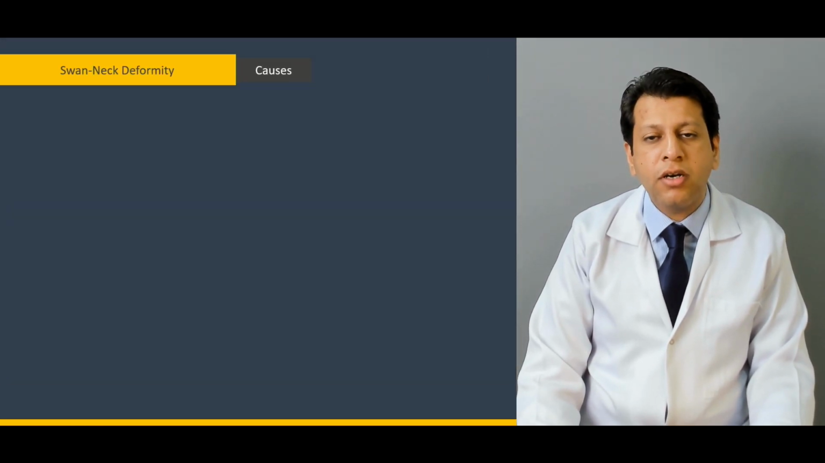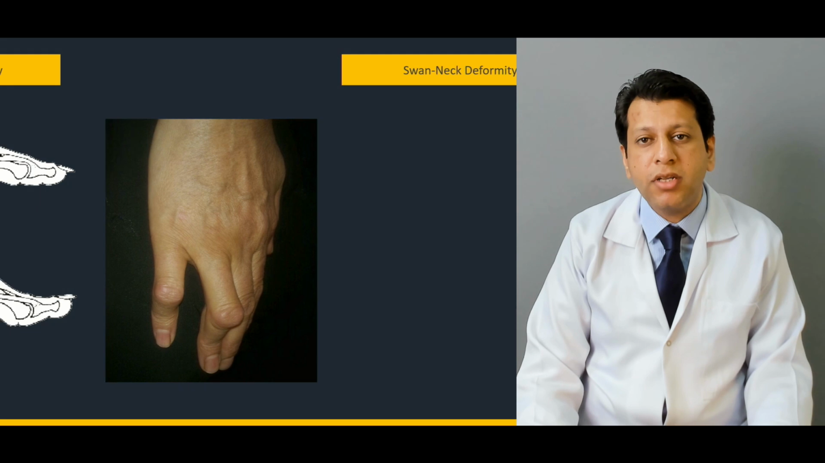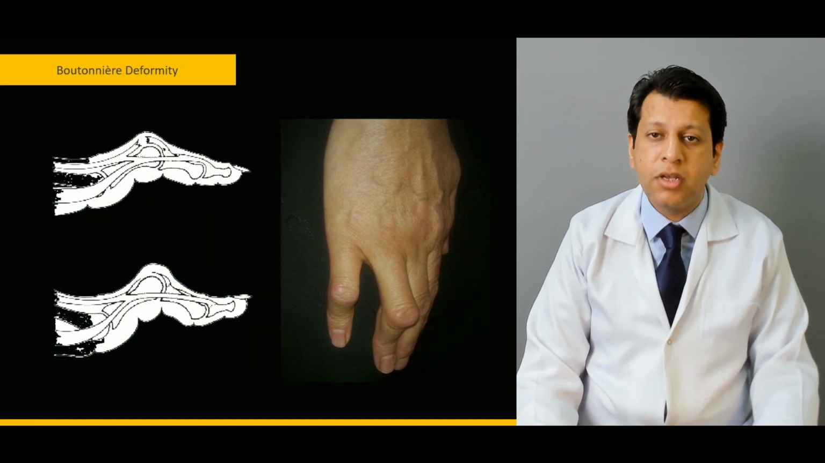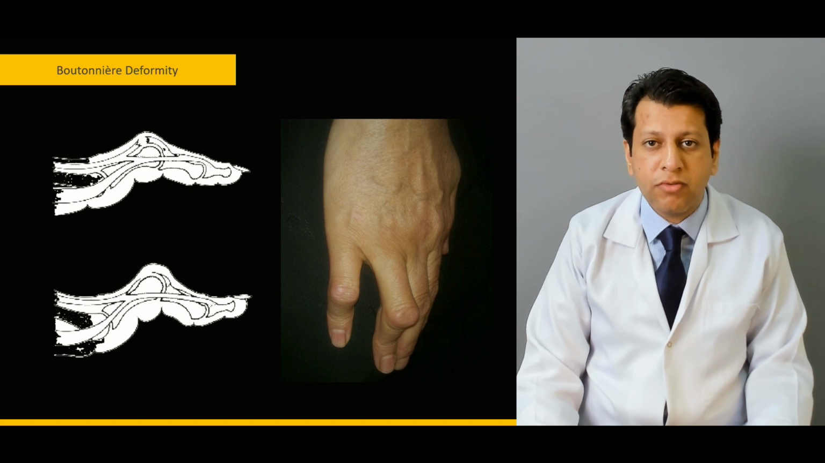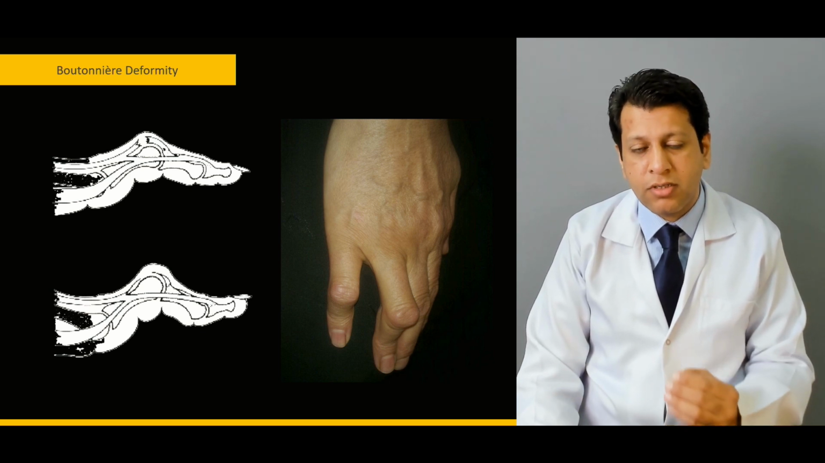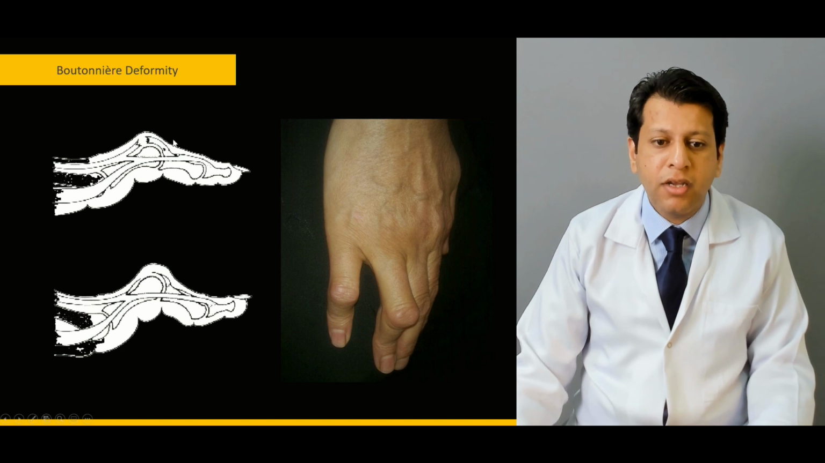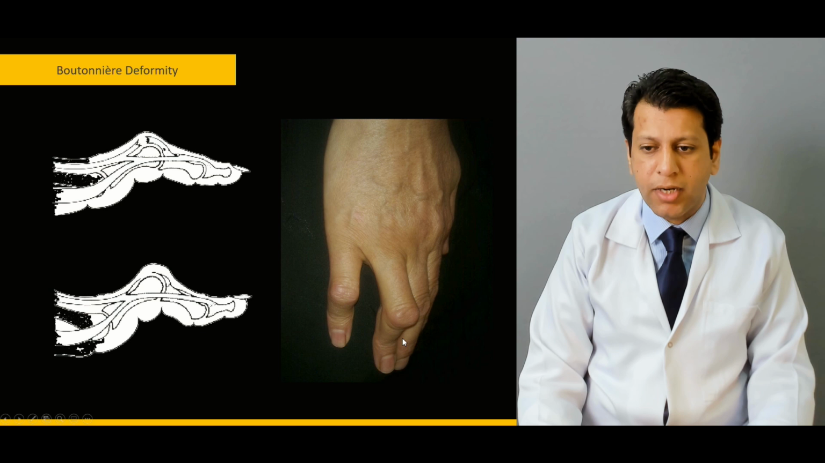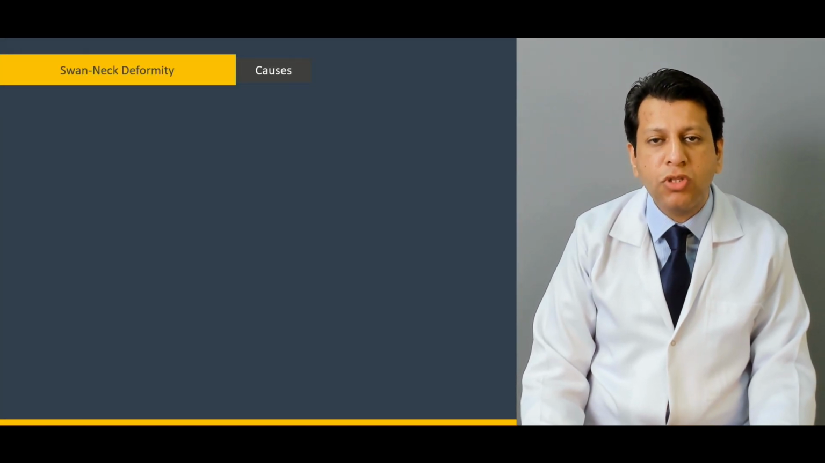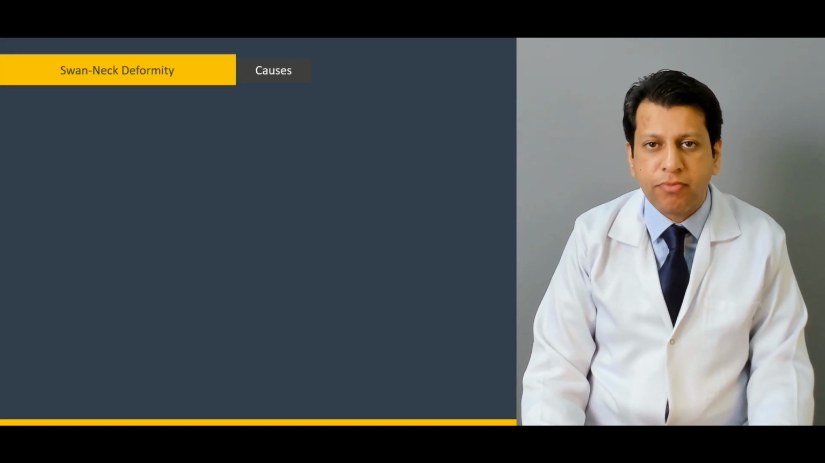And usually how to treat this boutonnière deformity? The treatment usually involves the repair of the extensor band, or what we can do is this central slip can be repaired or reconstructed so that the patient can be relieved of the boutonnière deformity. Now coming to the swan-neck deformity.